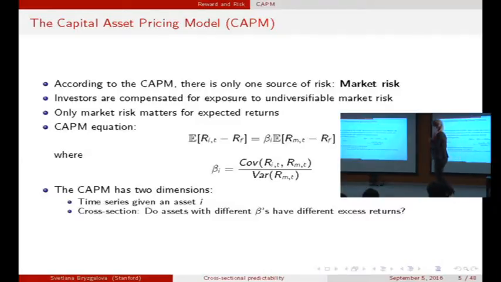Okay. CAPM has two dimensions. There is a time series dimension, and there is the cross-sectional dimension. In particular, in terms of the cross-sectional dimension, what it tells you is that the only reason why a particular security should have a return higher than the other is because it has a higher beta. And this is something that we can test.